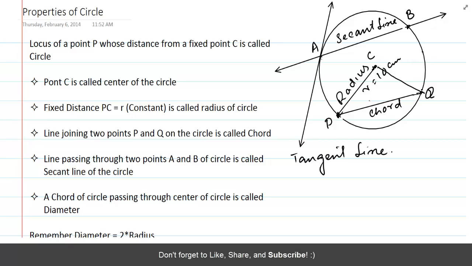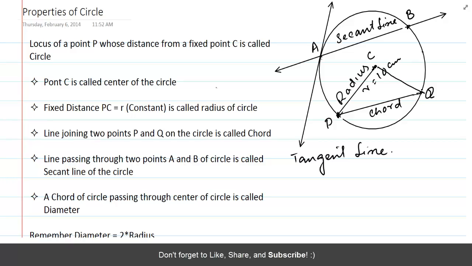And of course there will be infinitely many chords, because there will be points on the circle all over the place, and any line joining them will be called a chord. Now here we have 2 points A and B, and a line, not a segment this time, passing through those points A and B. It continues to extend on either side. That is the difference between the chord and the secant line. A line passing through any 2 points of the circle is called a secant line.